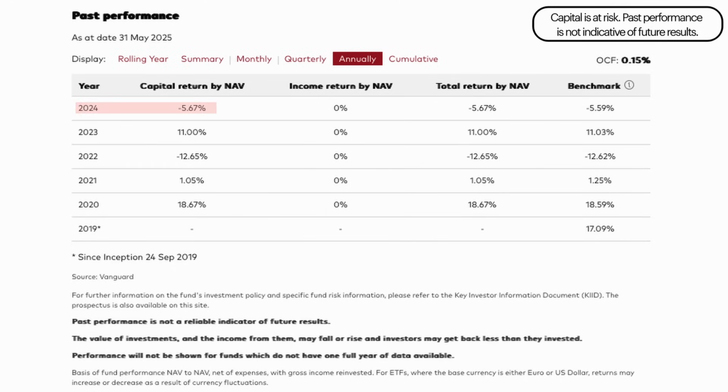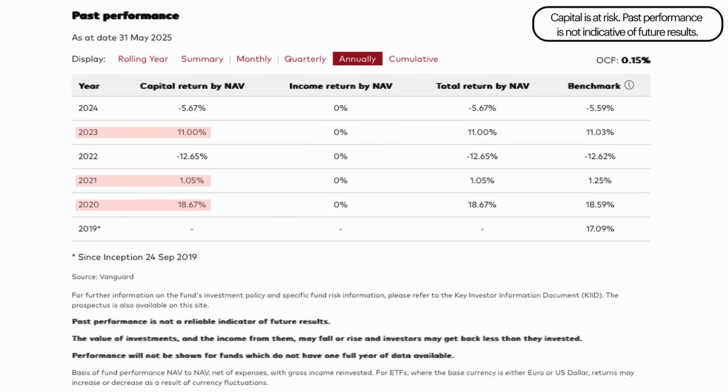In terms of performance, well, in 2024, the fund provided a rate of return of minus 5.67%, which is a bit of an adverse performance compared to some of the other equity market funds that we've discussed so far. But then again, most of the other years were positive, with 2022 being the exception. So that's all of the funds, of which I've summarized the following.